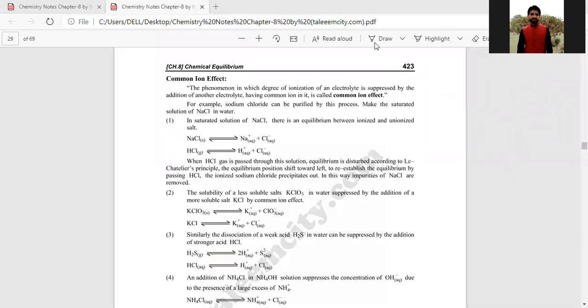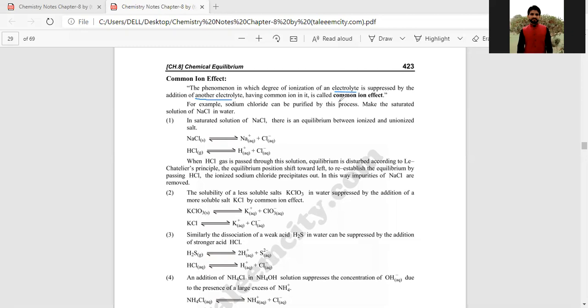Okay, here you can see the common ion effect. Basically, in a common ion effect, one electrolyte is dissociated, and its degree of dissociation has some value. We want to suppress that dissociation. For example, there is any kind of weak electrolyte that is dissociated in a solution, in a medium, and we don't want to dissociate that electrolyte. So for the suppression of the dissociation of that electrolyte, we add another electrolyte in the solution.